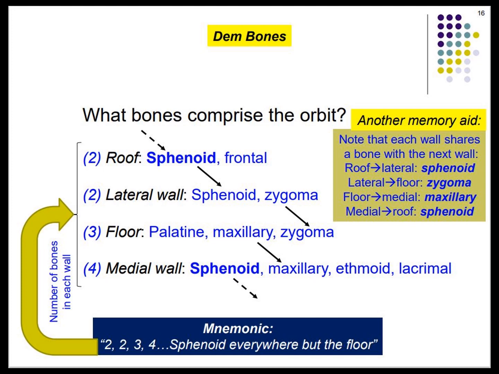And then you can also notice that each of the consecutive walls share a bone with the previous. So the roof and the lateral walls of the orbit share the sphenoid, the lateral and the floor, the zygoma, the floor and the medial walls, the maxillary bone, and the medial and the roof, the sphenoid bone.